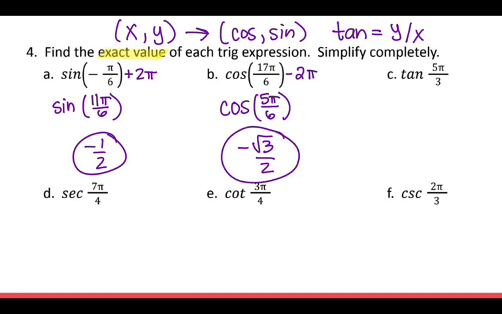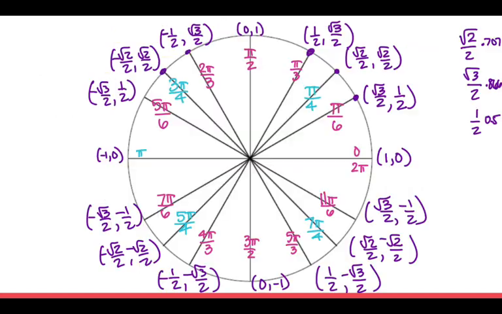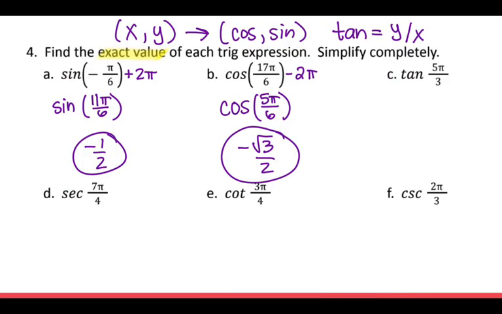Tangent, like I said, is our oddball. So tangent uses both our x and our y coordinate. So I'm going to go ahead and start by finding 5 pi over 3. 5 pi over 3 is over here. X is 1/2, y is negative root 3 over 2. So I'm going to go ahead and write it down. So x was 1/2, y was negative root 3 over 2. So tangent's y over x. So essentially I'm taking my y coordinate, dividing by my x coordinate.